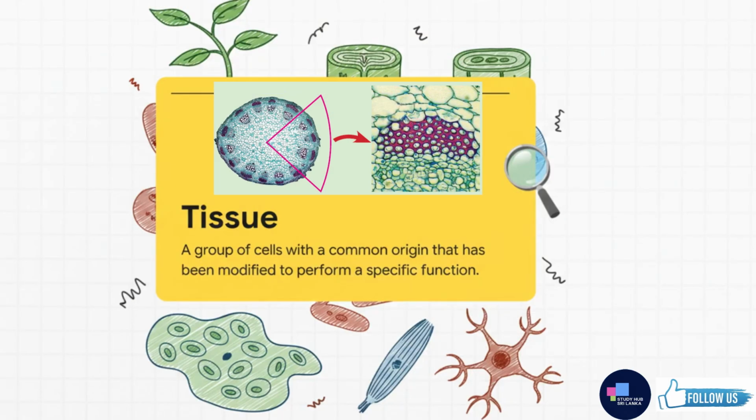All right, let's get the official definition down. A tissue is a group of cells. But listen, it's not just a random bunch of cells. The key things to remember are that they all come from the same place, a common origin, and they've all been changed or modified to do one very specific job. It's like a team of experts, you know. Everyone on the team has the same goal and works together to get it done.